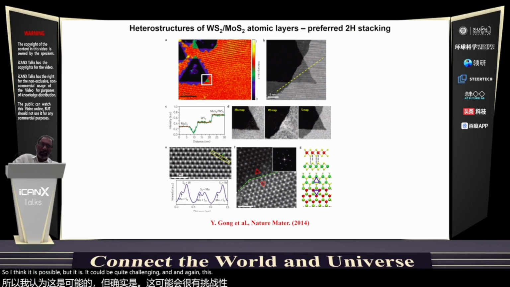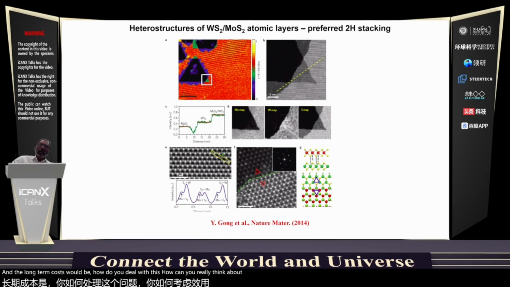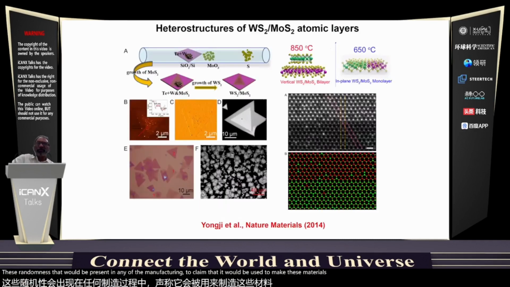And again, this goes back to the same issue that we have for the synthesis of many different nanostructures. The intrinsic variability that the system would exhibit is too large to really control the specific formation of the specific ordered architectures. And the long-term question would be, how do you deal with this? How can you really think about utilizing this randomness that will be present in any of the manufacturing techniques that you would use to make these materials?